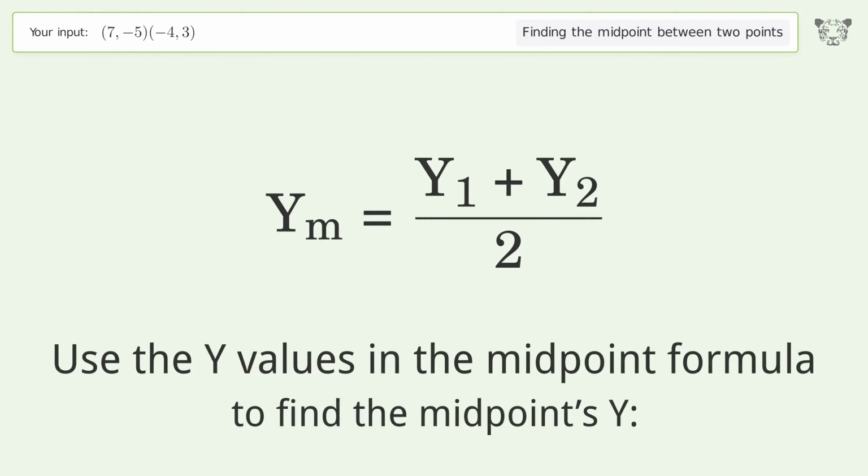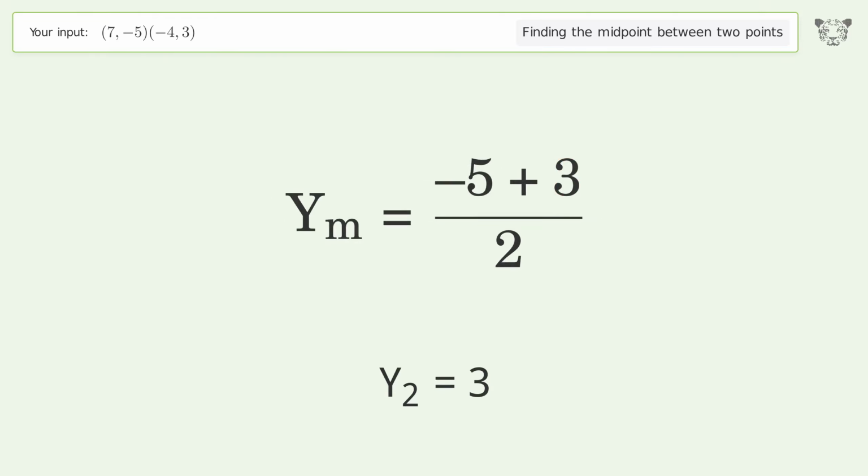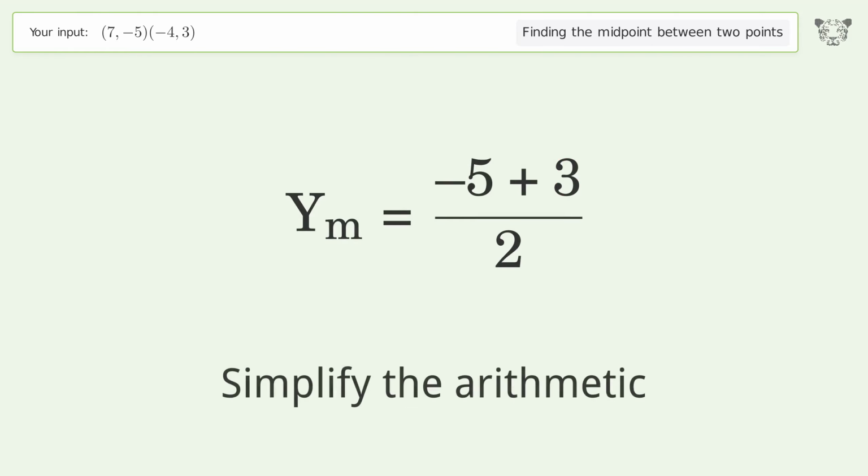Use the y values in the midpoint formula to find the midpoint's y. y1 equals -5. y2 equals 3. Simplify the arithmetic.